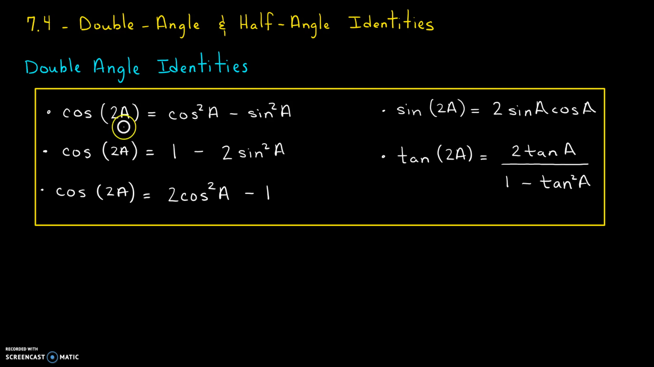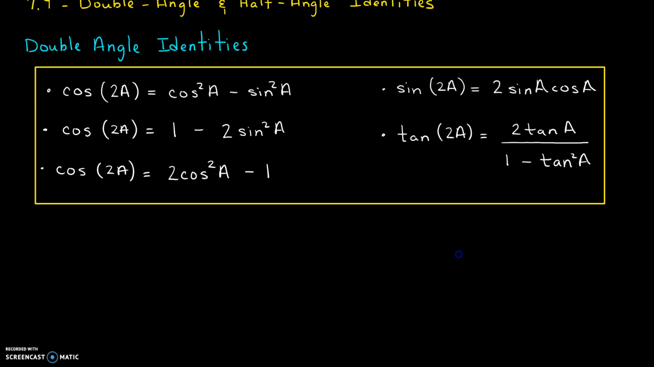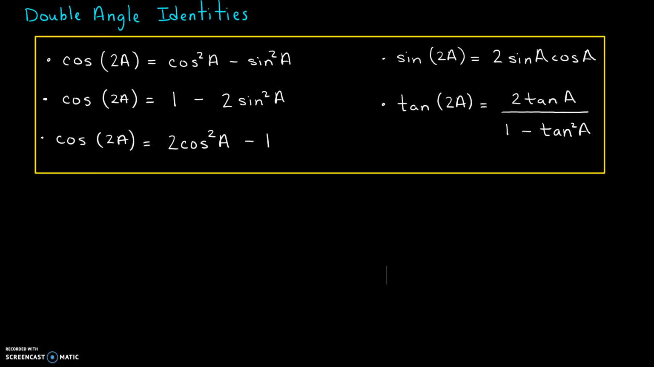Notice that we have three different identities for cosine of 2a. And I'll show you again where these identities come from in just a bit. Then we have one identity for sine of 2a, and one identity for tangent of 2a. We just finished the section on the sum and difference identities, and that's where these five identities stem from. I'm going to show you really quick how we get this cosine squared minus sine squared out of cosine of 2a.